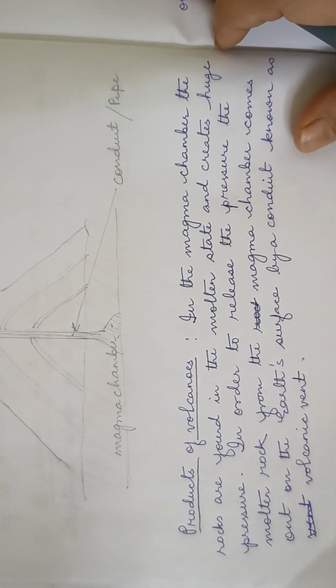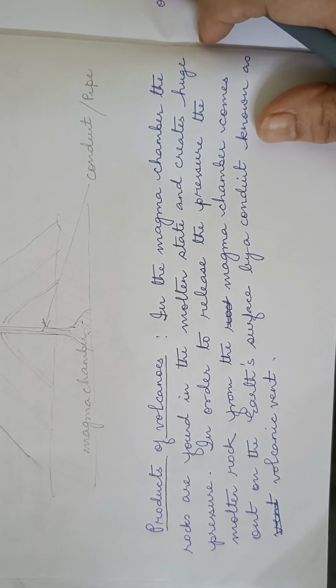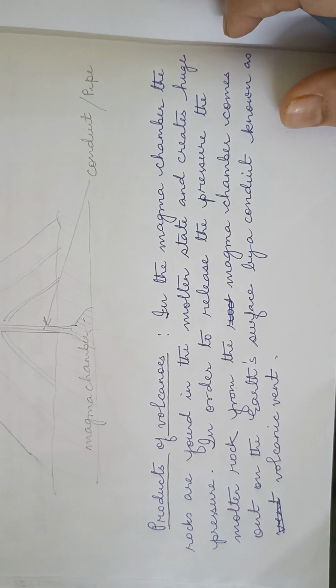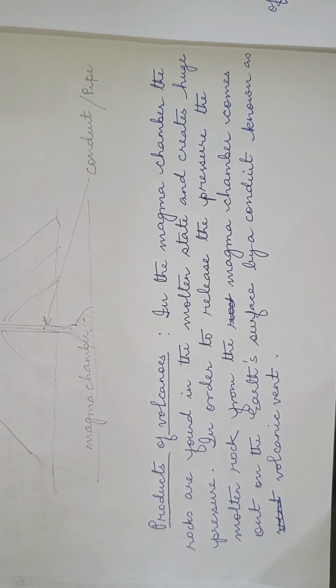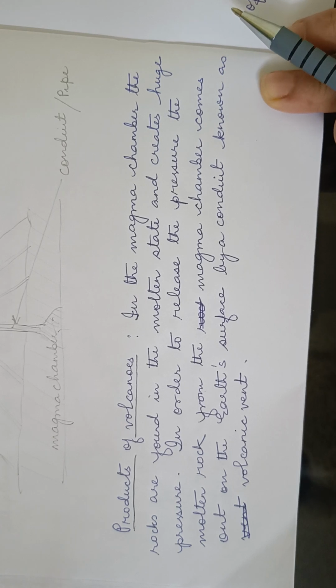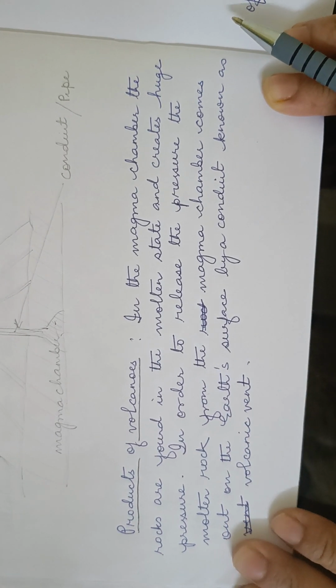Now, what are the different products of volcano? In the magma chamber, these rocks are found in molten state and therefore they create huge pressure. Now, in order to release the pressure, the molten rock always tries to move vertically upwards. So, it will come out from the magma chamber on the Earth's surface by a conduit known as volcanic vent.